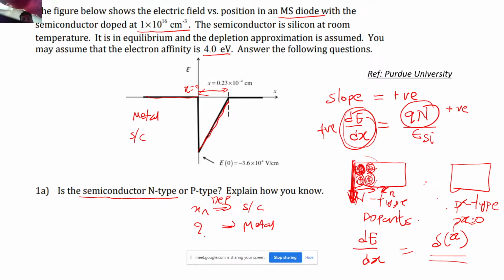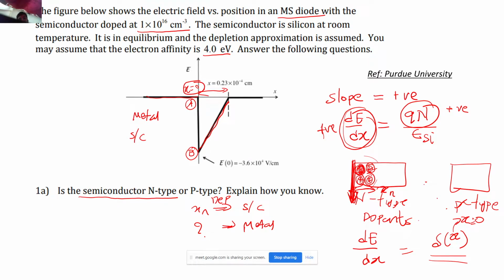Now let's look at x equal to 0. This is point A and this is point B, sorry. So are you able to observe a sudden change in the magnitude of the electric field at x equal to 0 or not? Are you able to observe it? Yes, exactly, you are able to observe it, right?